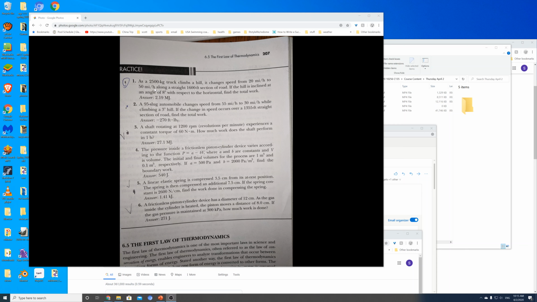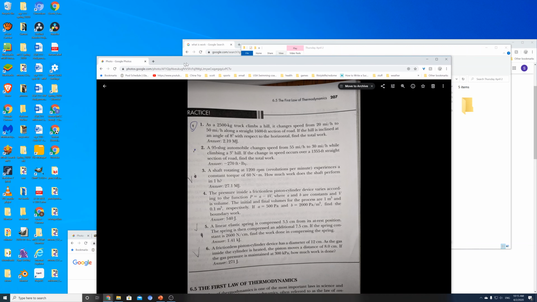So if we're looking to find the total work, we're going to have two different types of work being done. One is it's climbing, so it's increasing in elevation, so we have gravitational work. And the second part is acceleration work, because we're accelerating. We're at an initial velocity, and then we're changing to a second velocity, which is faster. Okay? So there's two parts to the problem.